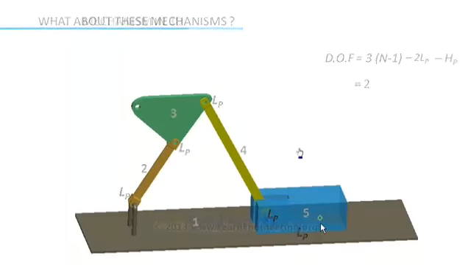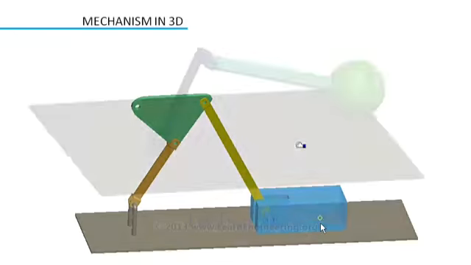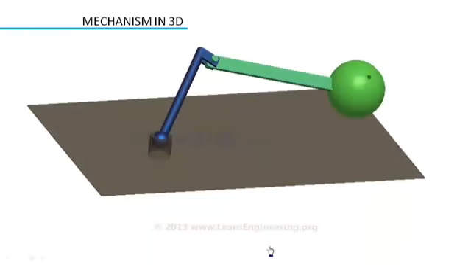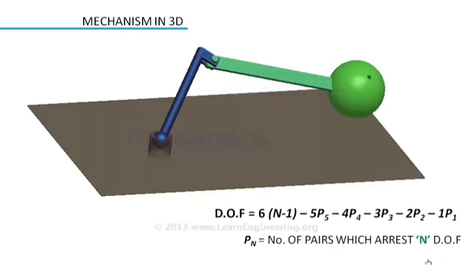If the mechanism is 3-dimensional in nature, you could easily derive an equation for mobility, using the same concept. The main thing here will be determination of nature of pair.